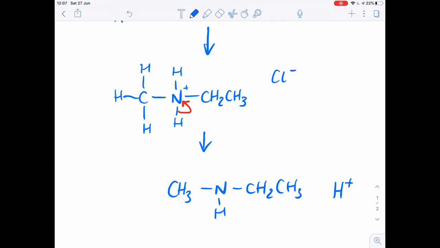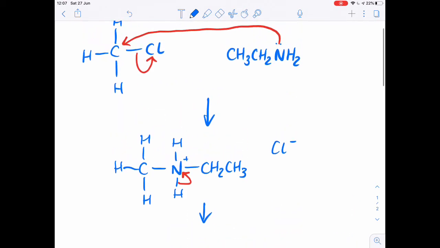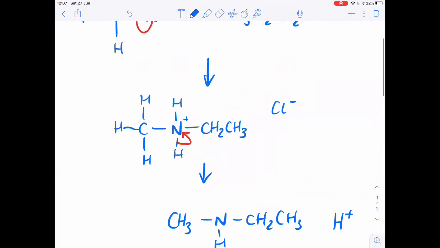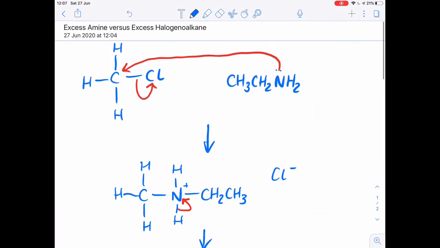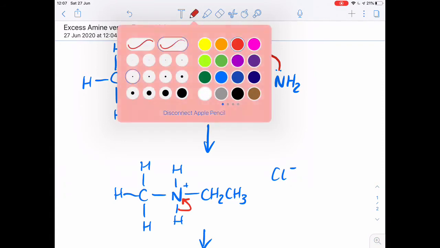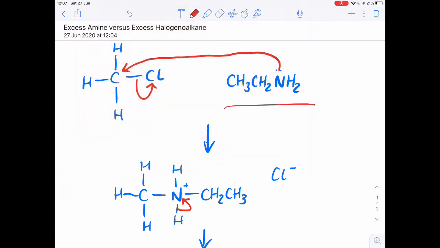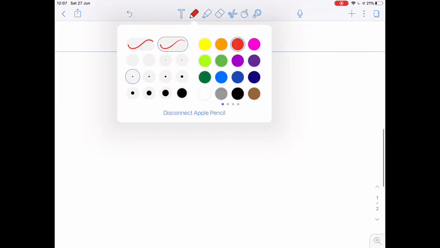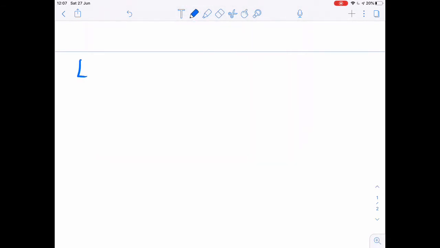So that's how halogenoalkanes react with amines. But what product you get, whether you would get this secondary amine, would depend on the conditions. Now, you would get the secondary amine if the amine was in excess. But if the halogenoalkane was in excess, then you're going to get a different product altogether. So let's just take a look at the excess of the different things and see which product we're going to end up with. So first of all, let's have a look if we have excess amine.